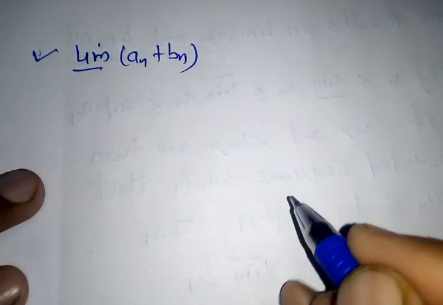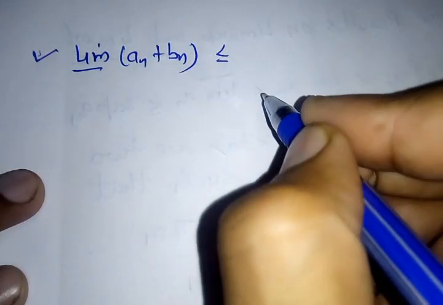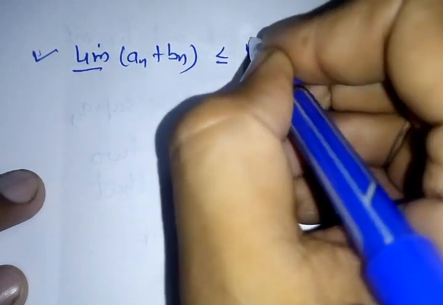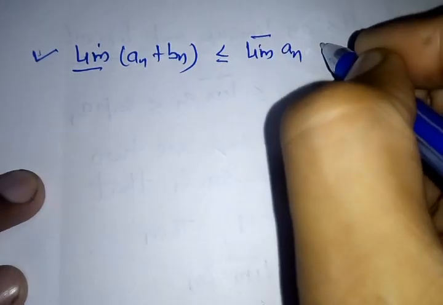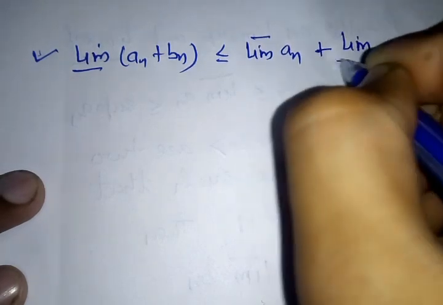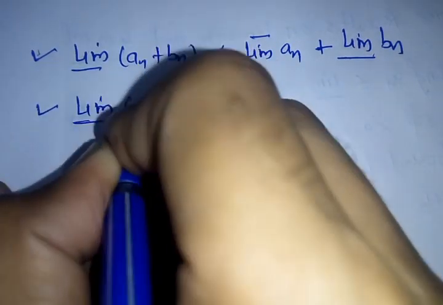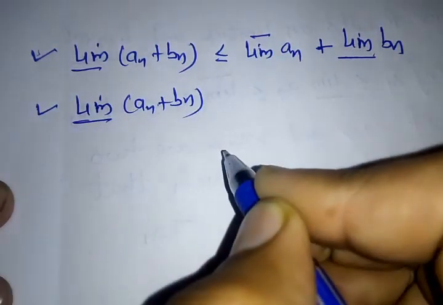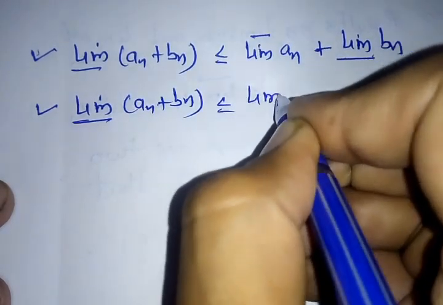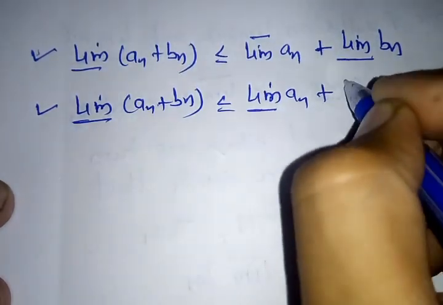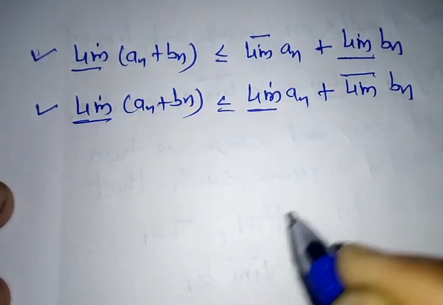Similarly, we can write next property: limit inferior of an plus bn is less than or equal to limit superior of an plus limit inferior of bn. Next, limit inferior of an plus bn is less than or equal to limit inferior of an plus limit superior of bn.